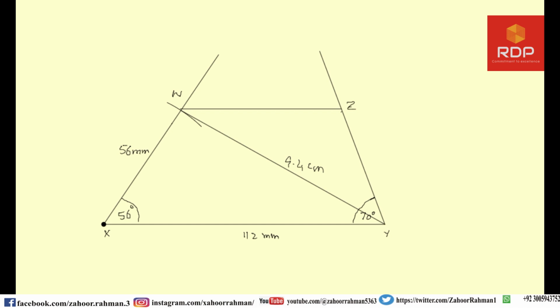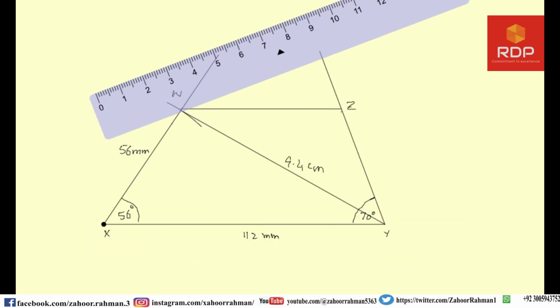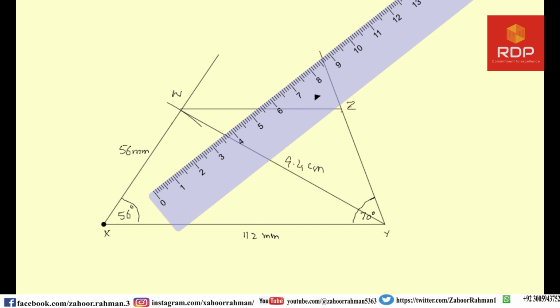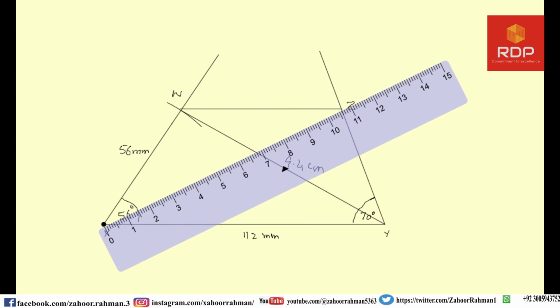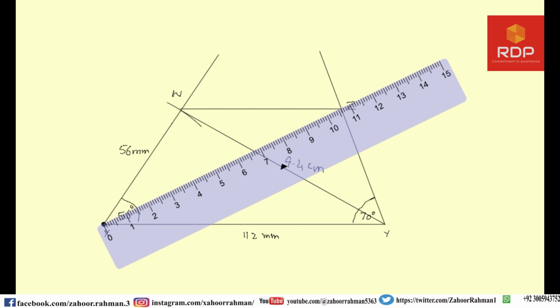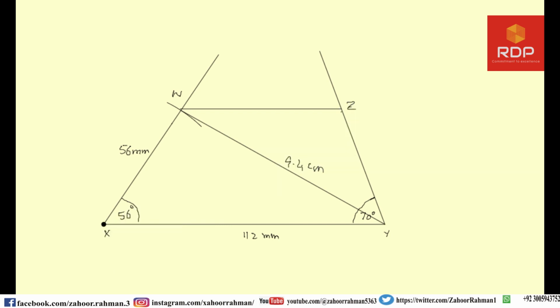Now the length of WZ is also required, so we have to put this here, W and Z, which is almost 10.7. So this line is 10.7, and I am writing 10.7 centimeter.